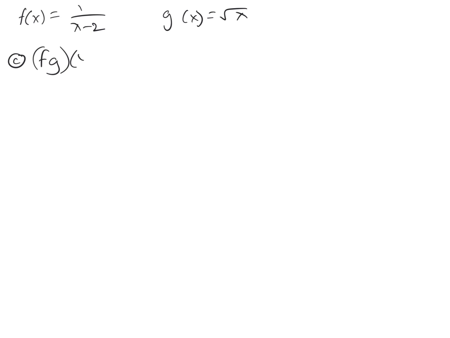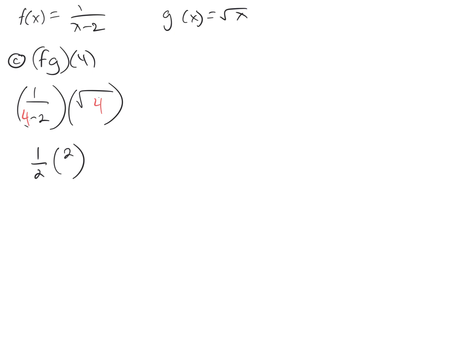So again, let me just rewrite the equation. We have f of x equals 1 over x minus 2, and g of x is equal to root x. So now the third one of example 2 was f times g of 4. So again, I'm just writing in x for the time being, but for every x, I will now substitute a 4. So I end up with a half times 2. Now that's going to simplify to 2 over 2, which equals 1. So f times g of 4 is going to be equal to 1.